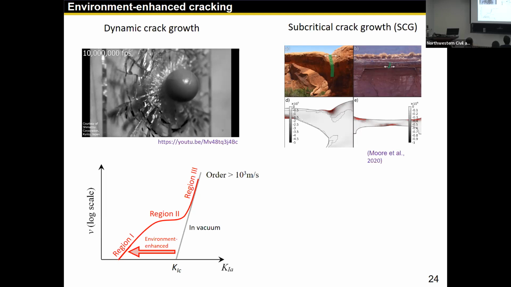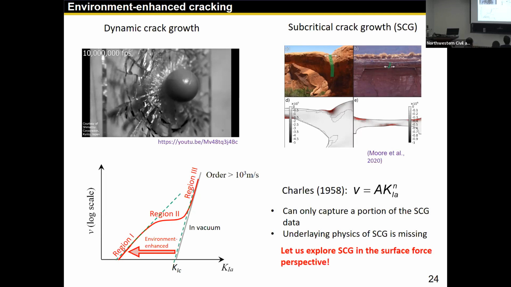These tensile stresses are much, much smaller than the intrinsic fracture toughness of sandstone, so it must be in the subcritical range. To model this curve, you can use the celebrated Charles law, a power law equation, but it can only capture a part of this curve. You can put it in region 1 or region 2 or region 3, but you can't capture the smooth transition between the three regions, and the underlying physics is missing.